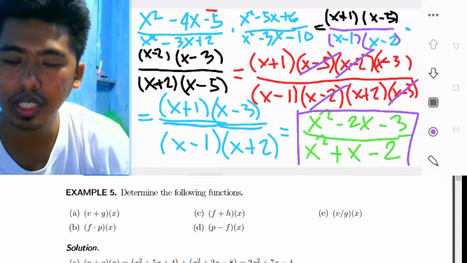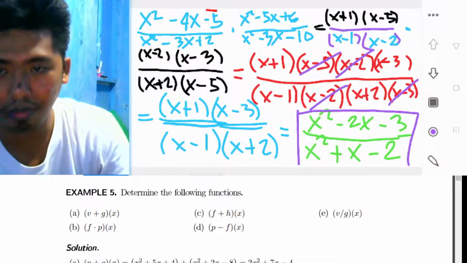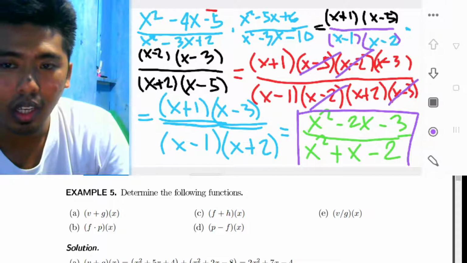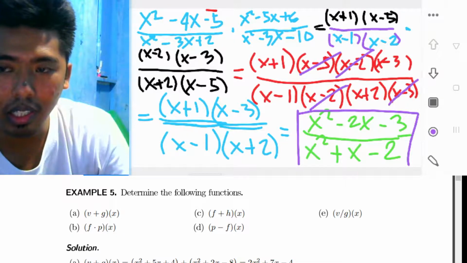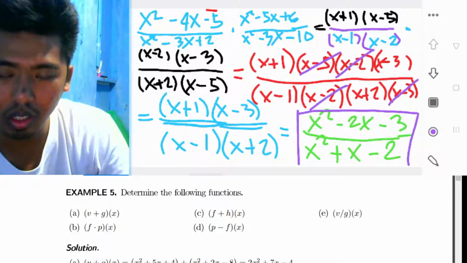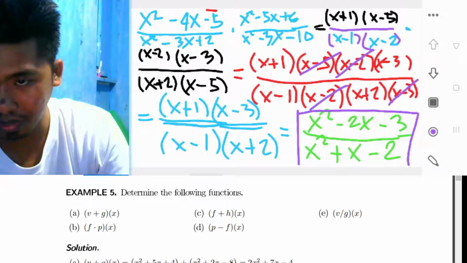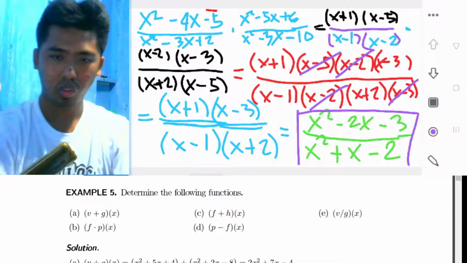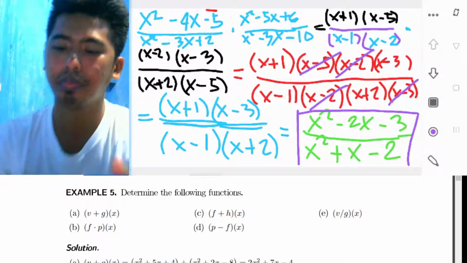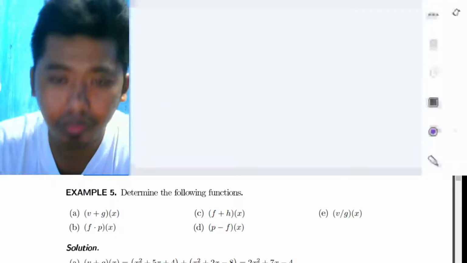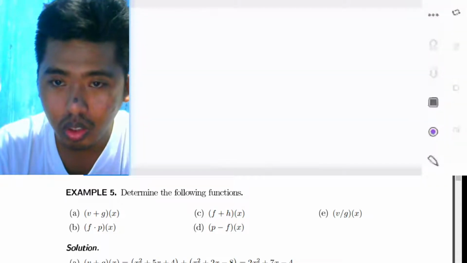So, we will take them one by one, guys. And c, f plus h of x. The quantity, letter D, the quantity of P minus F of X, and V over G of X. Excuse me. Alright, letter A.